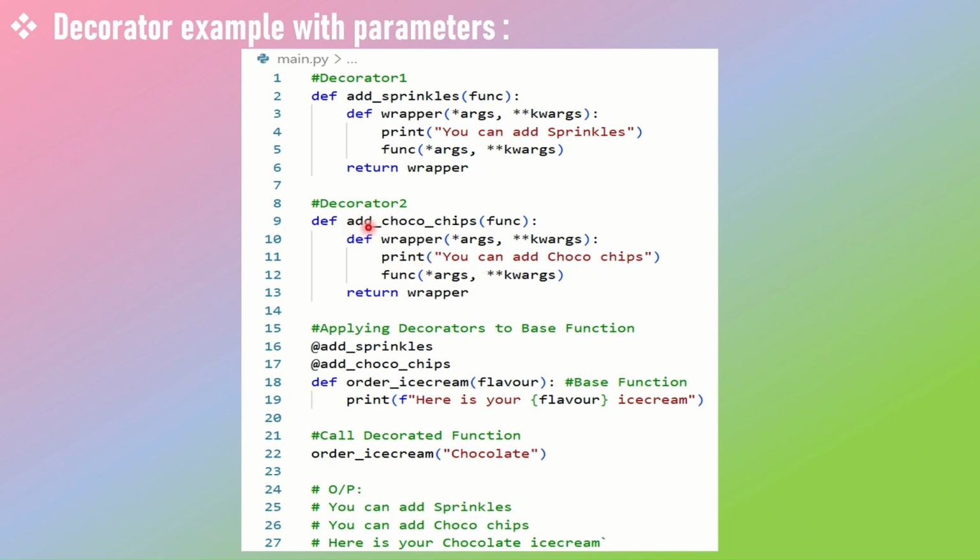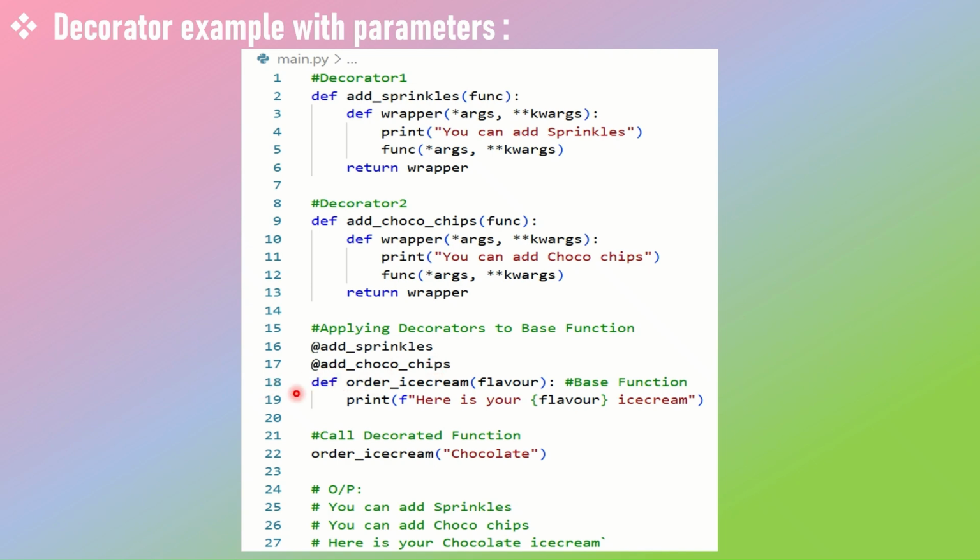Whenever this decorator function is called, it will return the wrapper function that will print the statement saying that you can add choco chips. So the first step is over. Defining decorator functions is over. And what is the next step we have? We need to define the base function.